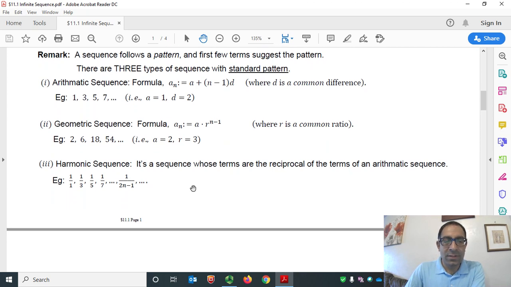Harmonic sequence is a sequence whose terms are the reciprocals of the terms of an arithmetic sequence. So here is the arithmetic sequence, so take the reciprocal of each term, so 1 over 1, 1 over 3, 1 over 5, 1 over 7, and so on. So this is the harmonic sequence. Great, let's move on.